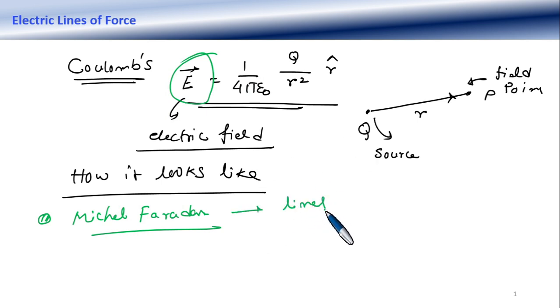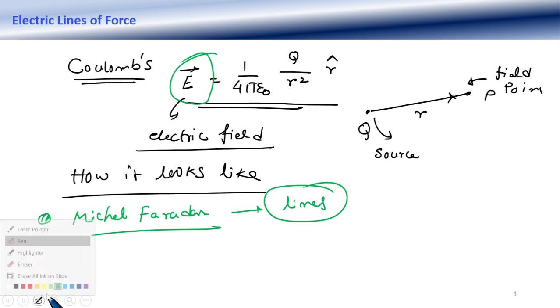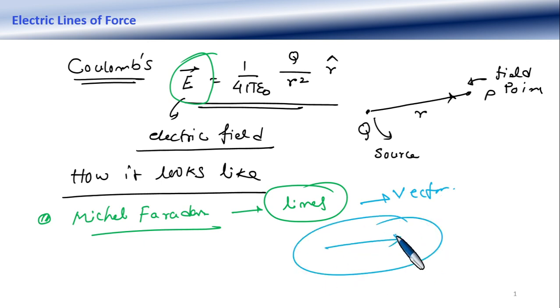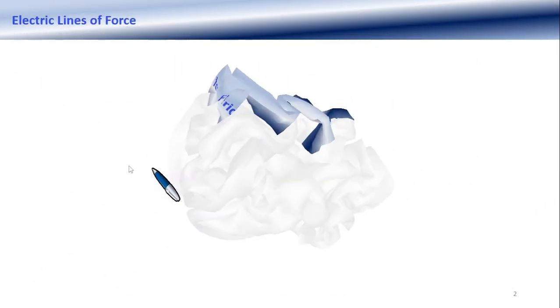Why did he use some lines? Because electric field itself is a vector, and we represent a vector by a line. Is it okay? So Michael Faraday used some lines, and these lines are called electric lines of force, and they have some properties, and we will discuss the properties. These properties are very important to construct electric lines of force.